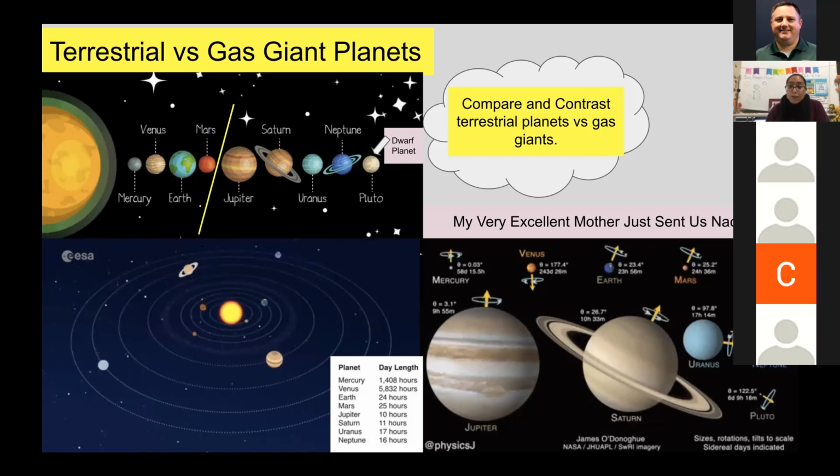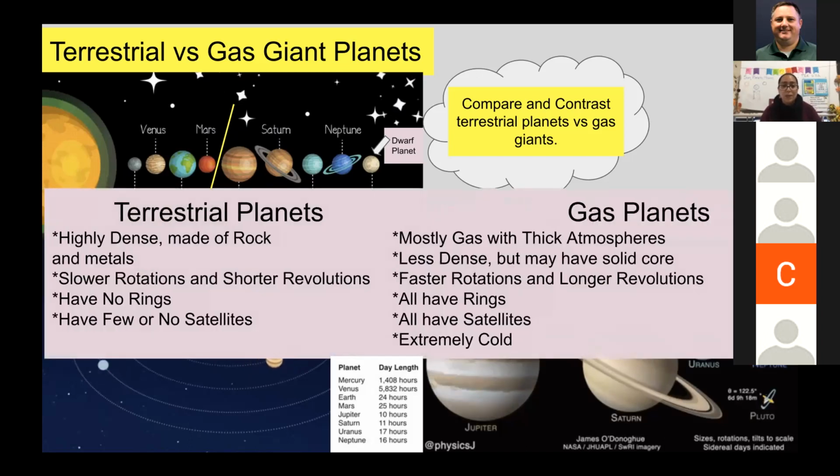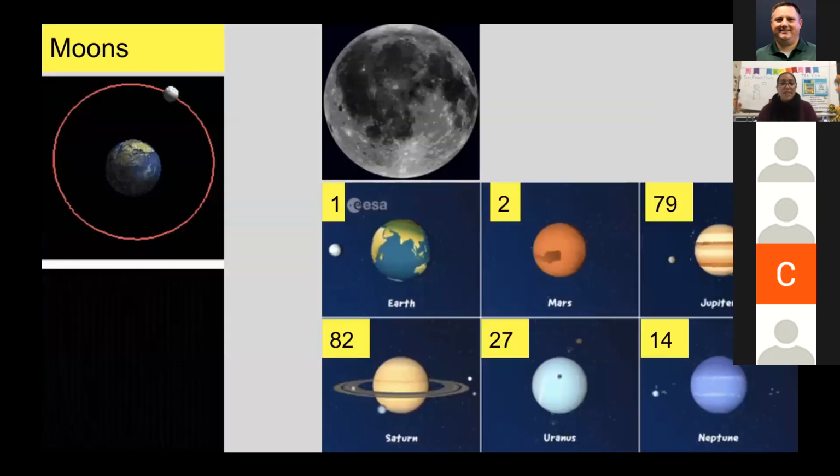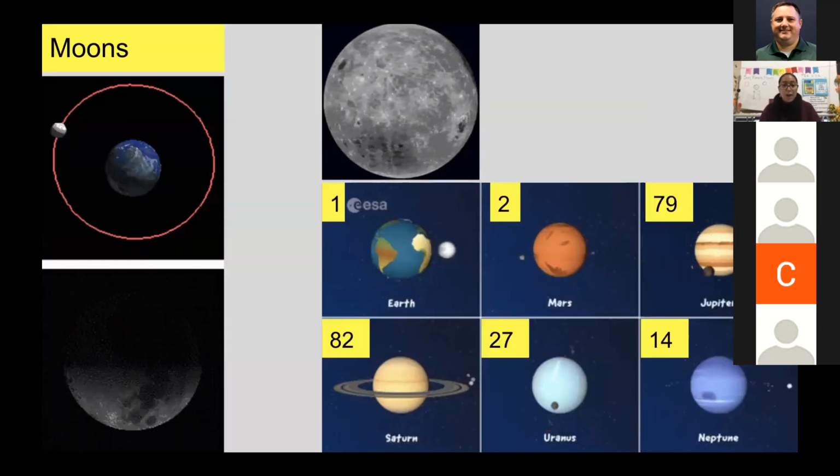They also orbit further away from the sun, and because they're further away from the sun, their temperatures are much colder. Also, these gas giants, they all have rings, although Saturn probably has the most noticeable and prettier rings, but again, all gas giants have rings. And then all the gas giants actually have moons. So there's a quick comparison between our terrestrial and our gas planets. And then in our next slide, we're going to talk about those moons.